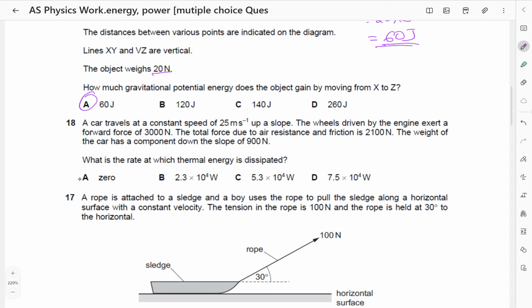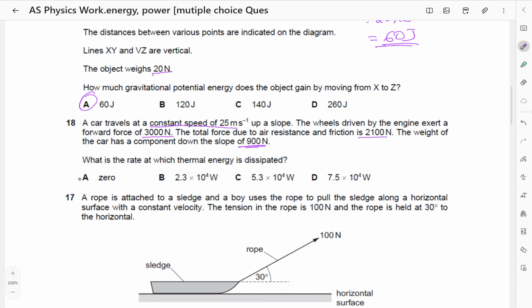A car travels at a constant speed of 25 meters per second up a slope. So the speed is constant at 25 meters per second up a slope. The wheels driven by the engine exert a forward force of 3000 newtons. The total force due to air resistance and friction is 2100 newtons. The weight of the car has a component down the slope. So that is the component down the slope of 900 newtons. What is the rate at which thermal energy is dissipated? Rate at which thermal energy is dissipated.